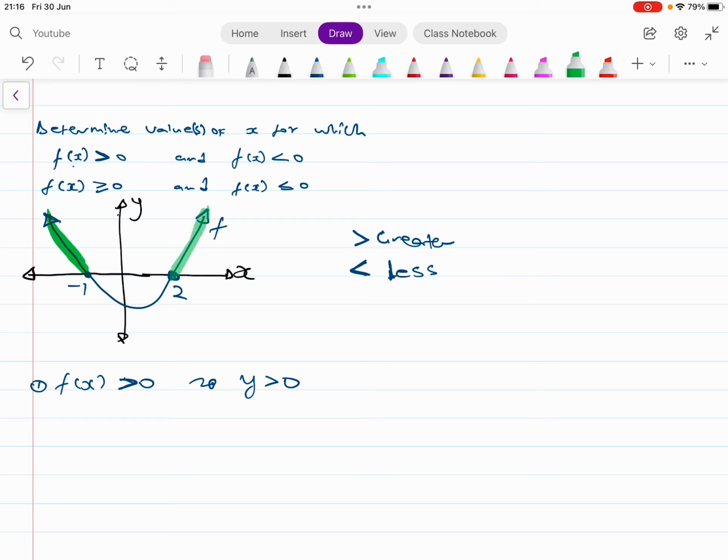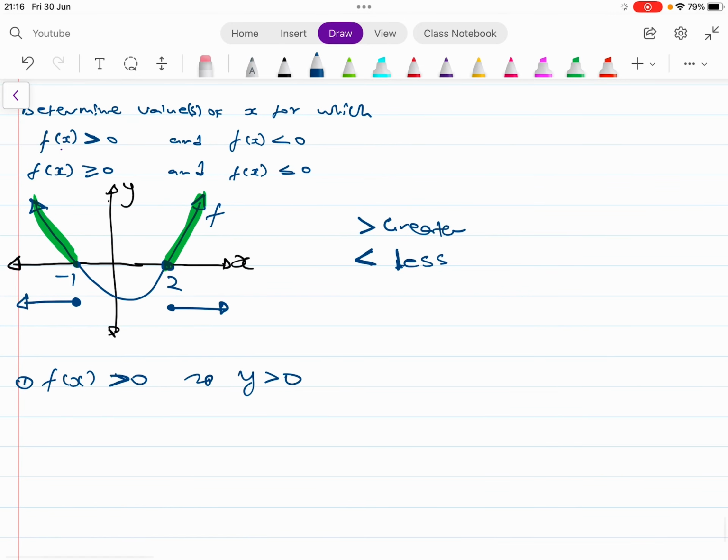These are the two regions, as you can see, from -1 all the way to -infinity, as well as from +2 to +infinity. So those values of x are from x equals -1 all the way to -infinity, and from 2 all the way to +infinity, exclusive of the -1 as well as +2, because at those points f of x is actually equal to 0. So to answer the first question, you're going to say x is less than -1 or x is greater than 2.